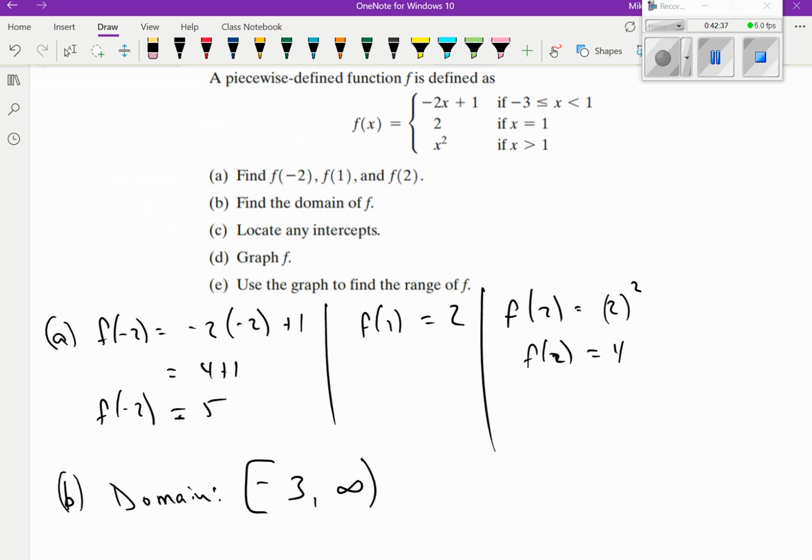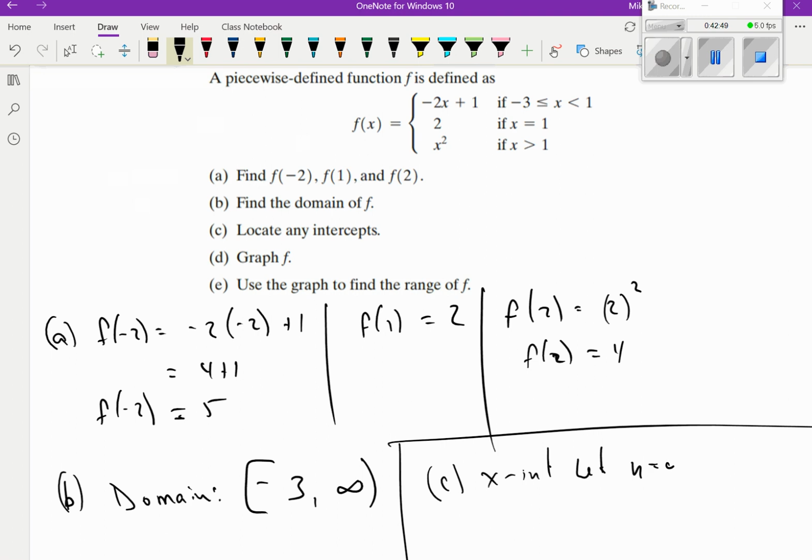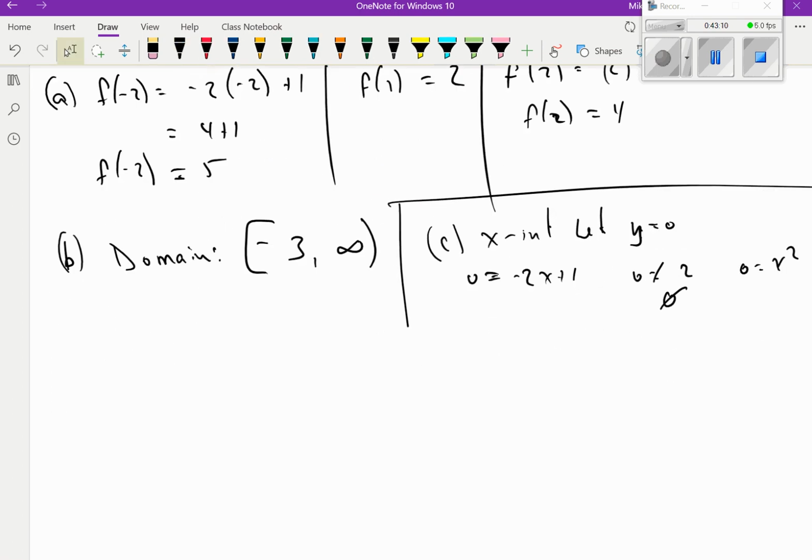Locate any intercepts. Okay, so intercepts, let's see what we can come up with here. To find an x-intercept, we let y be 0. So I have to say, when y is 0, how about 2 and x squared? This middle piece doesn't make any sense because 0 cannot equal 2. This is a false statement. How about this first one, though? 0 equals negative 2x plus 1.